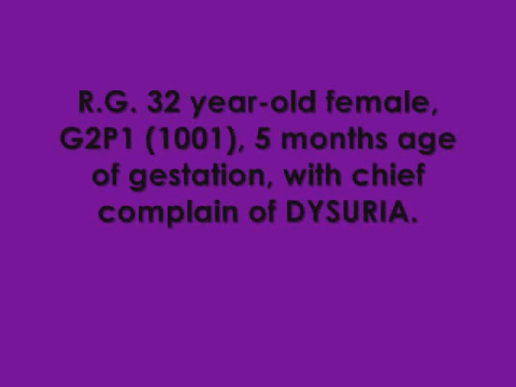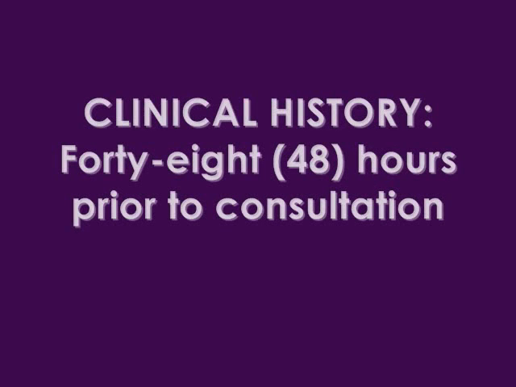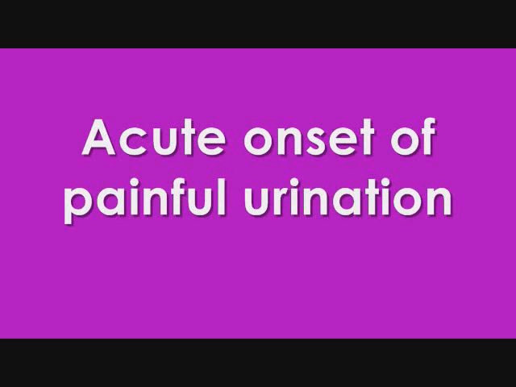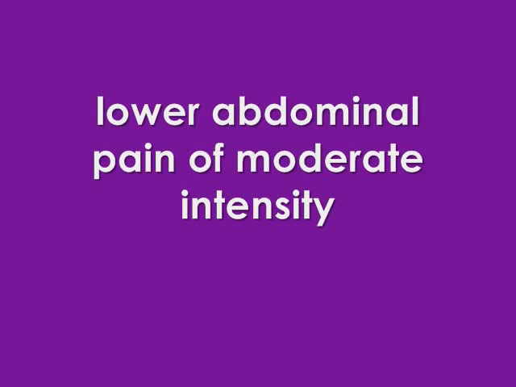Urinary tract infection. Case discussion. RG, 32-year-old female, 5 months age of gestation, with chief complaint of dysuria. Clinical history. 48 hours prior to consultation, she started experiencing acute onset of painful urination accompanied by lower abdominal pain of moderate intensity. She was advised to give a urine sample for urinalysis.